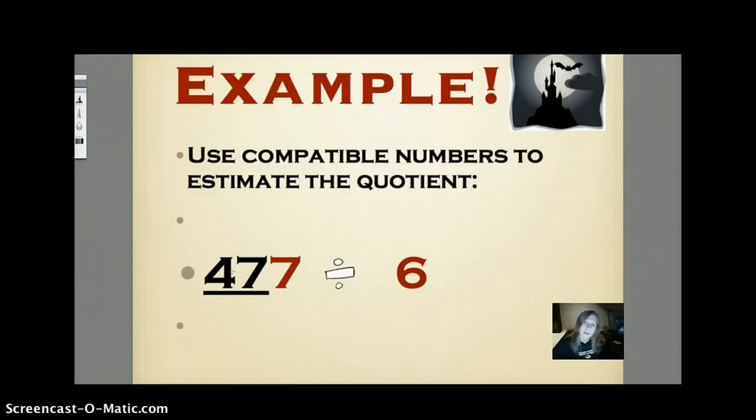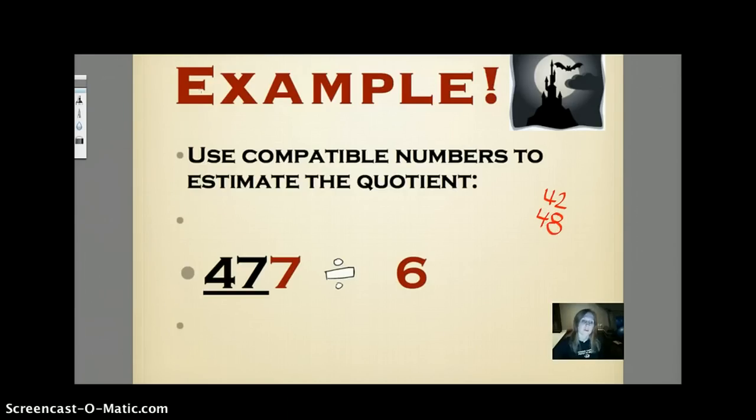So if I'm trying to figure out what number is closest to 47 that 6 will divide into evenly, I think about skip counting by 6s maybe. So I might go 6, 12, 18, 24, 30, 36, 42. 42 is kind of close to 47. Let's keep that one in mind. We'll just write it down over here. 42, 48. Okay, that's another number that's close to 47.